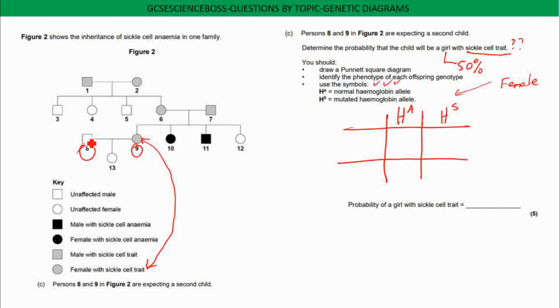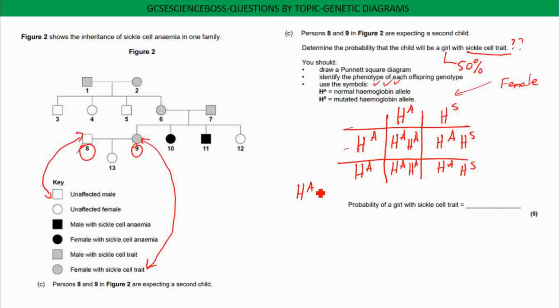Next up, we now have the unaffected male. In other words, that person has the normal hemoglobin. How do I know it's unaffected? It's right there. And if it's normal, they have HA and HA. After that, just put them together. HA, HA, then HA, HA, then HA, HS, and HA, HS.